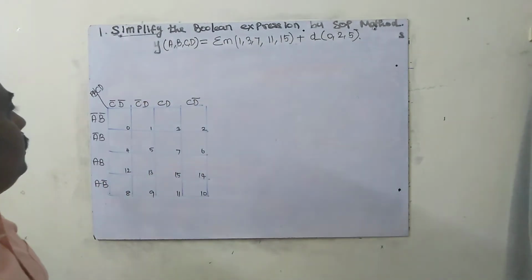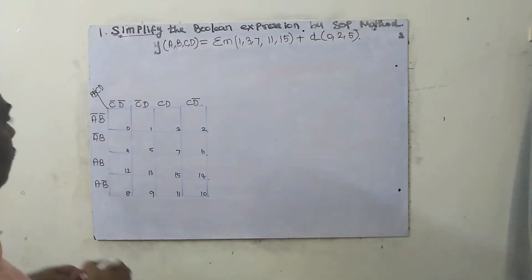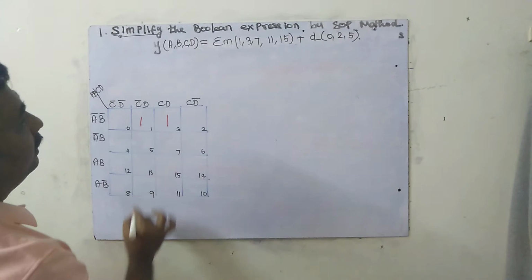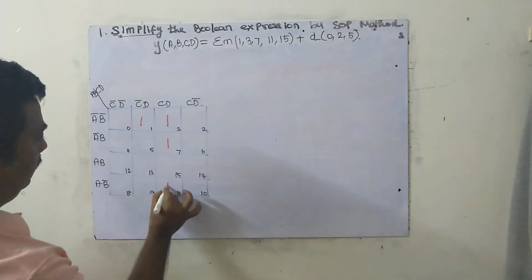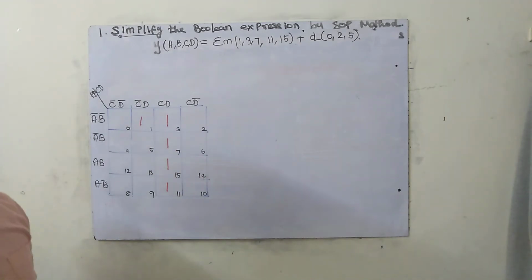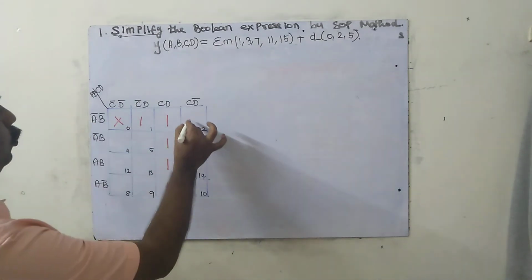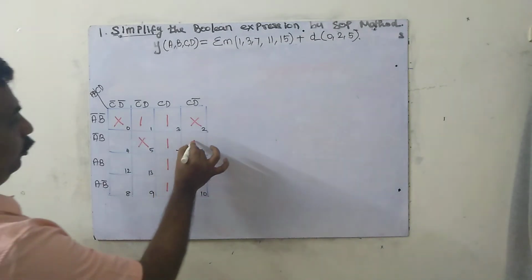In which locations? 1, 3, 7, 11, 15. In these locations we have to put 1. For don't care condition, 0, I am putting X. Then 2, X. Next 5, I am putting X. Remaining locations 0.